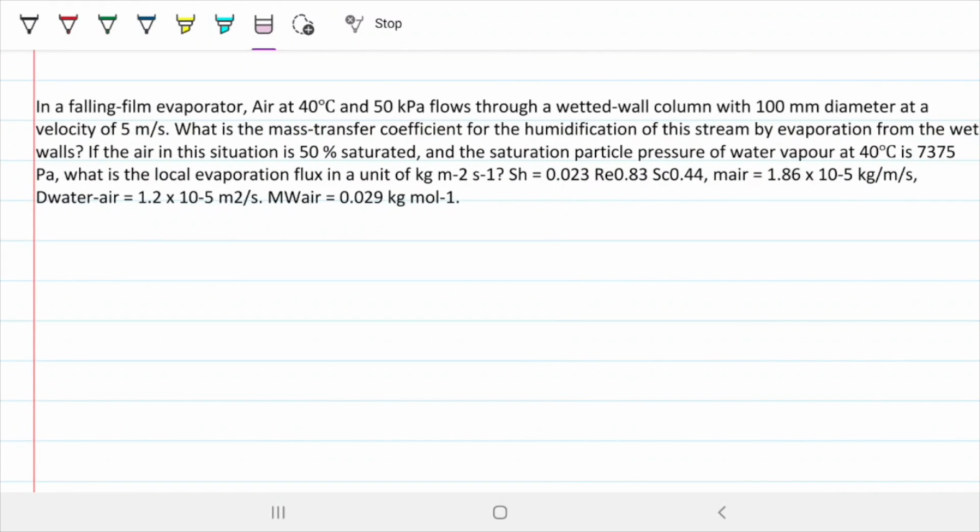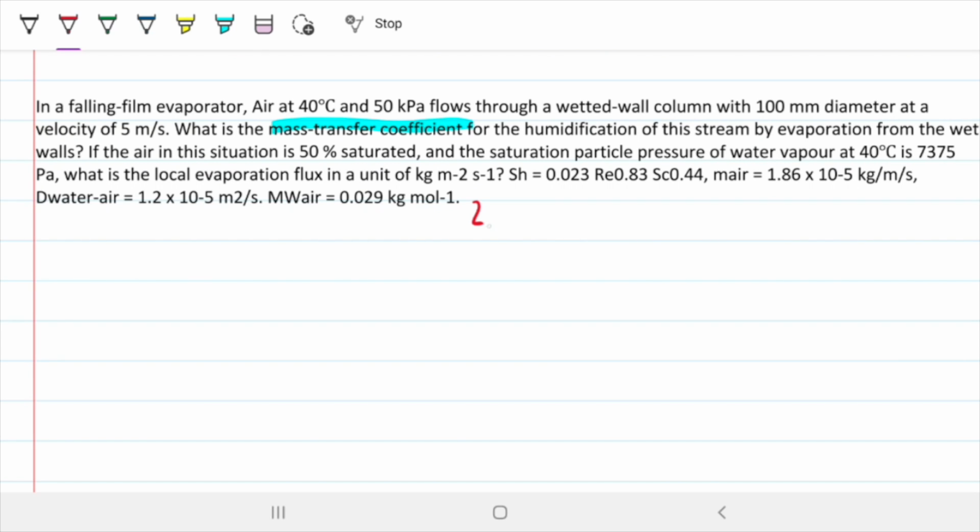Alright, so in a falling film evaporator, air at 40 Celsius and 50 kilopascals flows through a wetted wall column with 100 mm diameter and a velocity of 5 meters per second. What is the mass transfer coefficient for the humidification of this stream by evaporation from the wet wall? So we're looking for K, right? This part is asking for K.